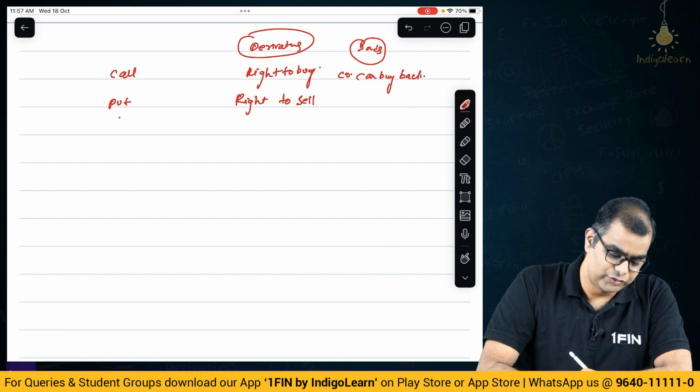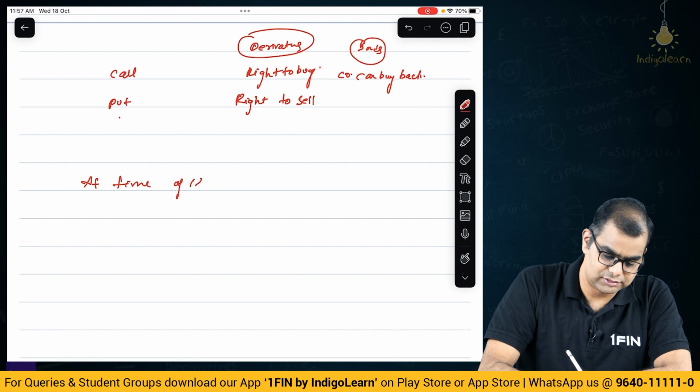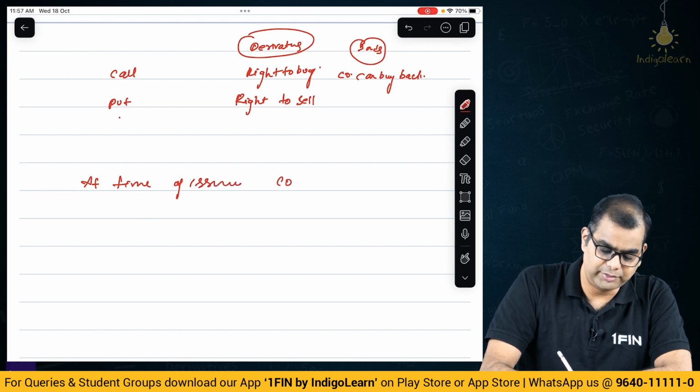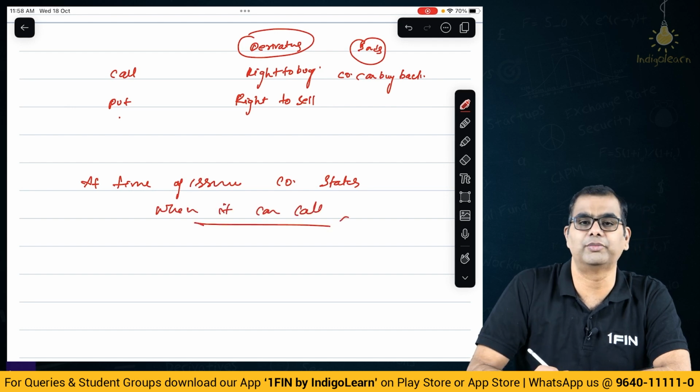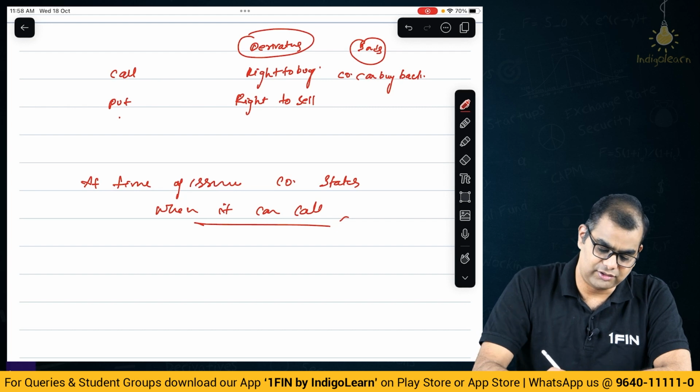So, what I mean is, at the time of issuance, the company states when it can call. This is one thing you remember. The same way, the terms state when you can call back the bond.